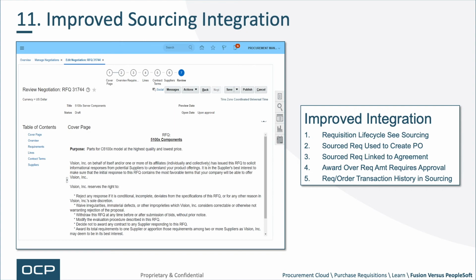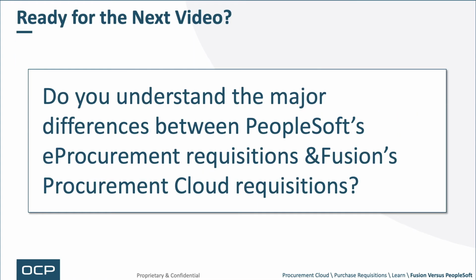Lastly is this idea of a rec or order transaction history in sourcing. All of the requisitions that we're creating are available by clicking on the supplier hyperlink when you're inside of Fusion sourcing or negotiations. You have the ability to see not just the supplier scorecard, meaning how many events they have accepted, participated in, or been awarded, but you can also see the rec and the order transaction history as well.